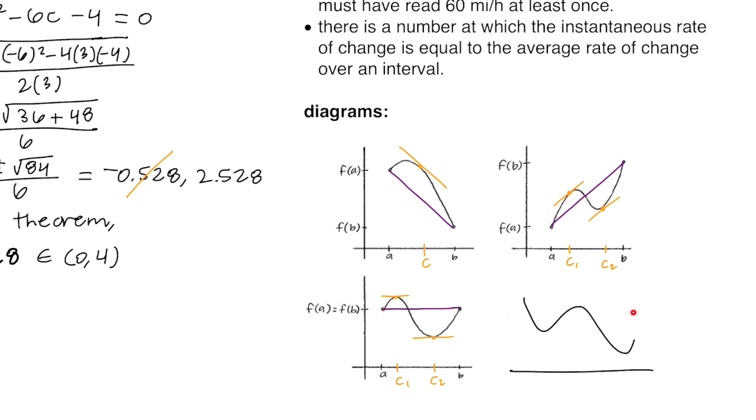And here I just drew one more curve. I just want to point out, depending on the curve, you could have 1 point that satisfies the conclusion of the mean value theorem. You could have 2 points, or in this case, we have right there, right here, and right here. So here's a picture where you have 3 different points that satisfy the conclusion of the mean value theorem, and those 3 c values are in the open interval from a to b.